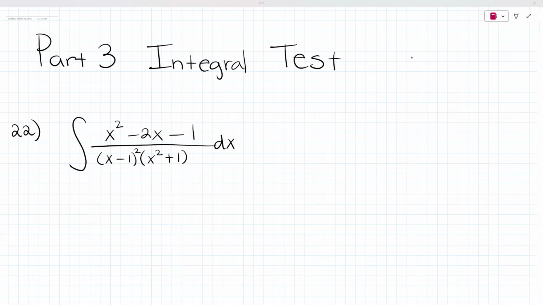Should we do u substitution? I don't think so. I don't think it will work. What about trigonometric substitution? No, I don't think there's any trig. So I think we're going to use partial fractions. But if you do, make sure the degree on the bottom is bigger than the top.